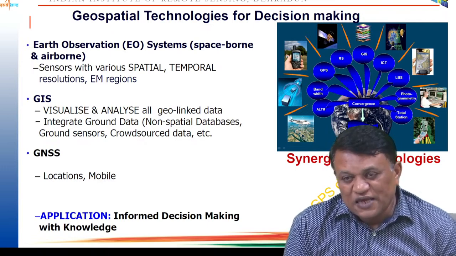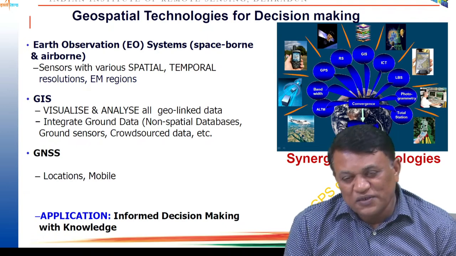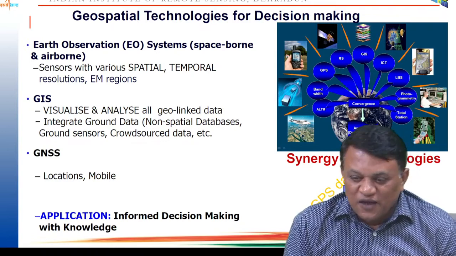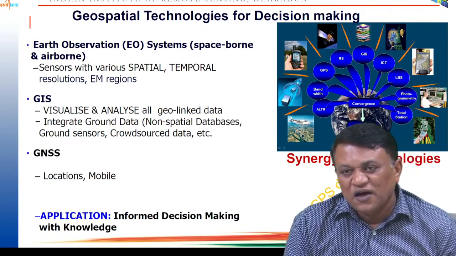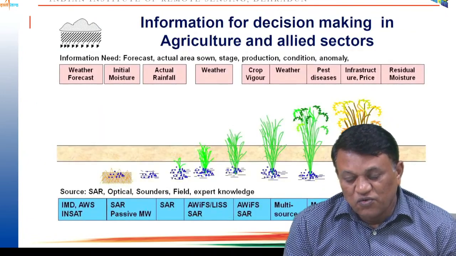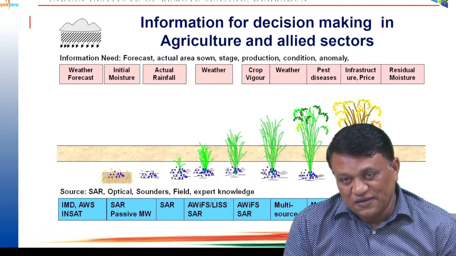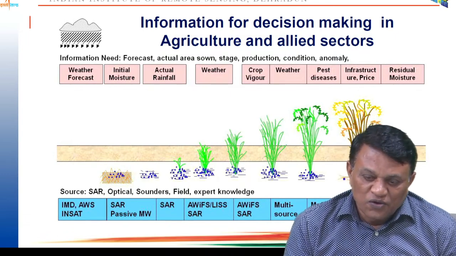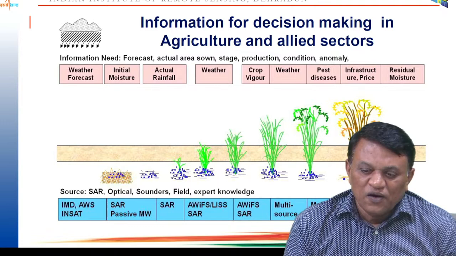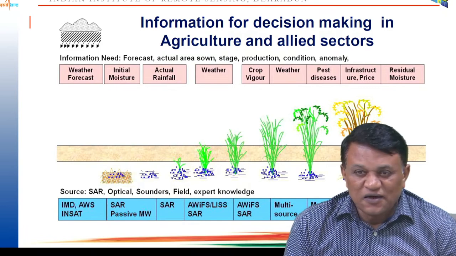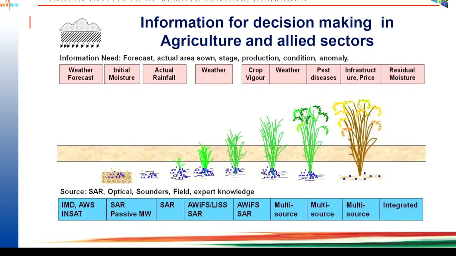So all this technology helps farmers as well as other stakeholders like policymakers, agricultural politicians, and agronomists to make informed decisions. So this particular satellite observation provides information on soil moisture, rainfall, crop vigor, crop growth stage, pest and disease damage, pest and disease attack, and so on.